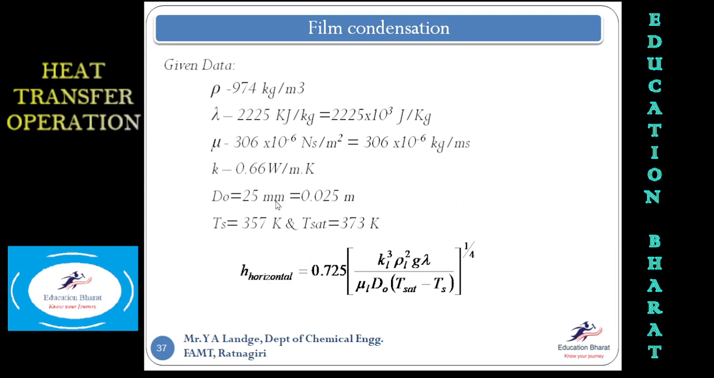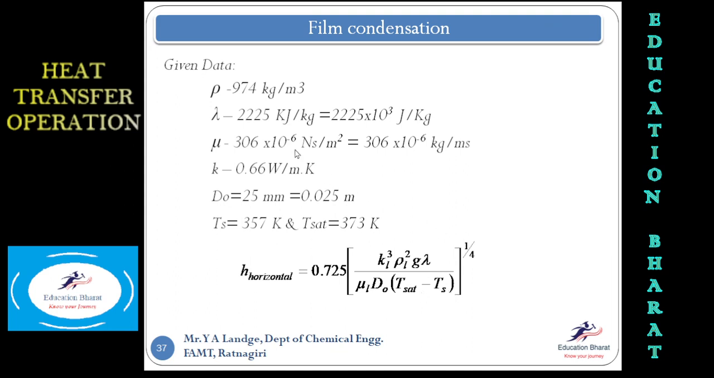So this is the formula that we use, as it is a horizontal pipe as mentioned in the numerical. h horizontal is equal to 0.725 times, in bracket, k cubed into rho squared into g into lambda, upon mu into the diameter of the pipe into the saturation temperature minus surface temperature, all to the power one fourth. Here k is the conductivity of the condensate, rho is the density of the condensate, g is acceleration due to gravity, and lambda is the latent heat of condensation, and all these values are mentioned. Mu is the viscosity of the condensate, and d is the outer diameter of the pipe, because on the outer diameter the condensation takes place.